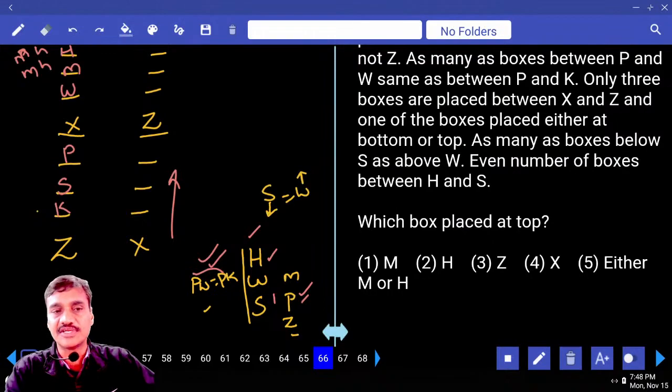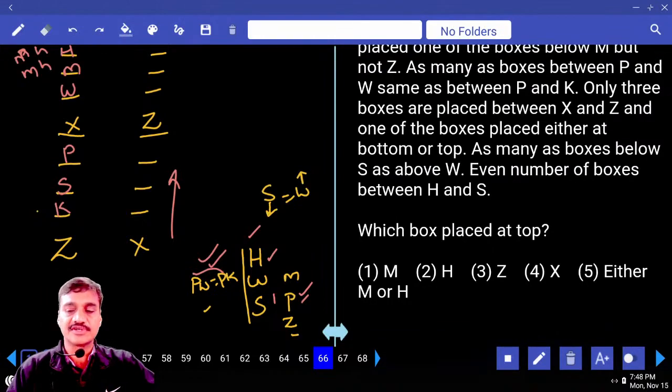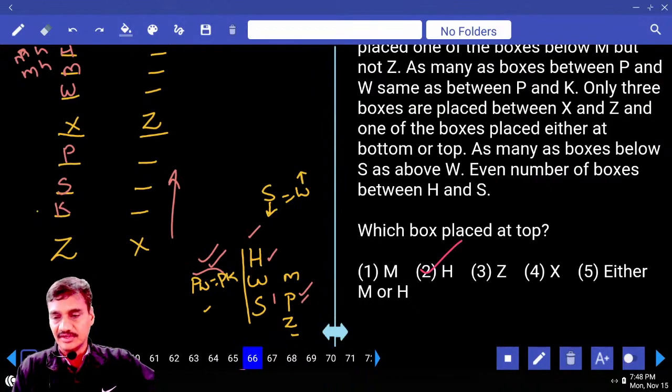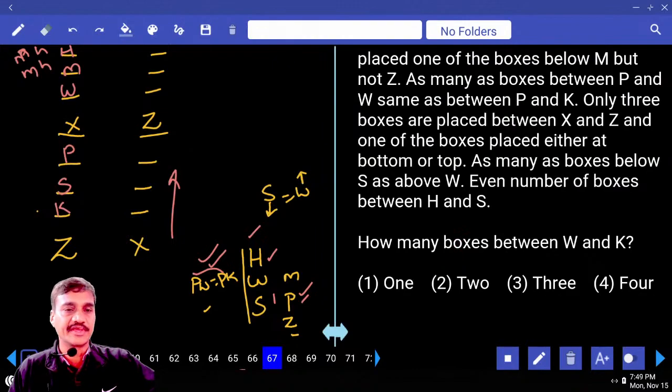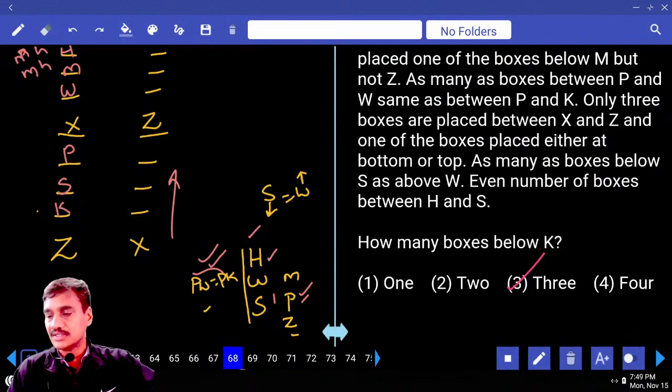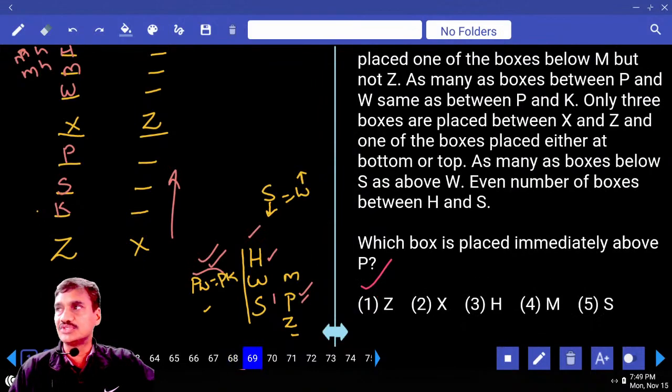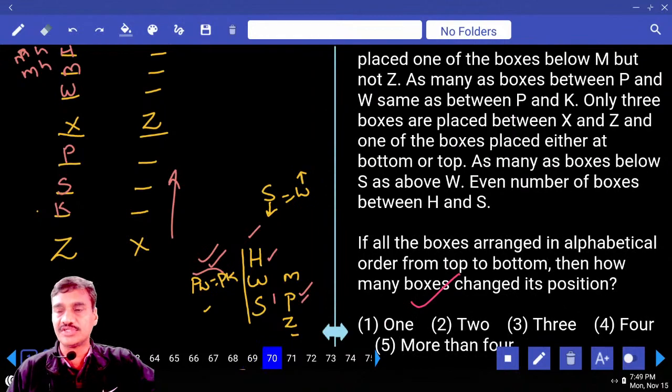And which box is placed at the top? Yes, tell me which is at the top? H, that is choice 2, question number 66. Then 67, and how many boxes between W and K? In between W and K, there are exactly 3. Choice 3, question number 67. And 68. Now in this 68, how many boxes below K? There is only one box below K, that is choice 1, 68. And 69, which box is placed immediately above P? Immediately above P, that is X, choice 2, 69.